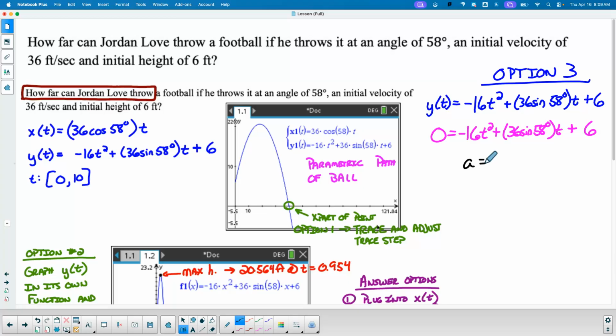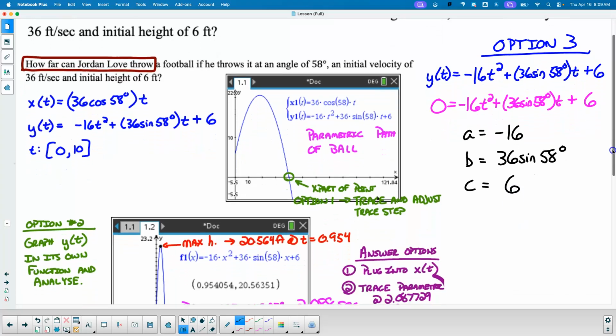Negative 16. What is my B value? 36 sine of 58 degrees. What is my C value? 6. Okay. Now, one quick thing on this one.